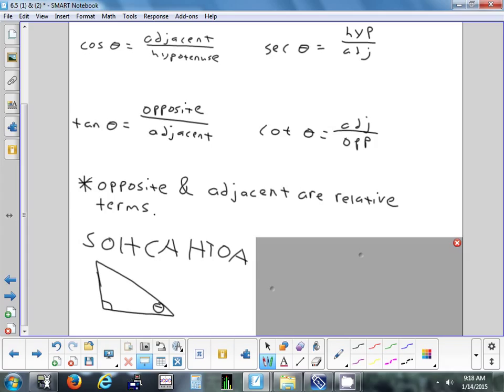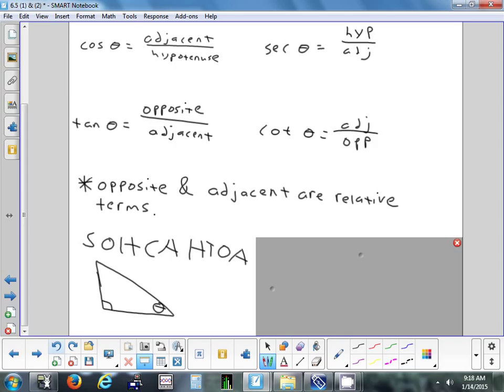So if we're looking at that angle, the opposite side in that triangle means opposite from that angle. Opposite is the side that's farthest away. It's the side that if you got rid of it, you'd still have an angle. That side has nothing to do with forming that angle. It's farthest away.